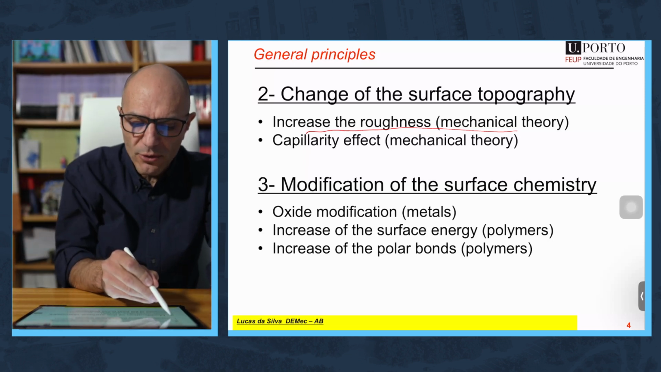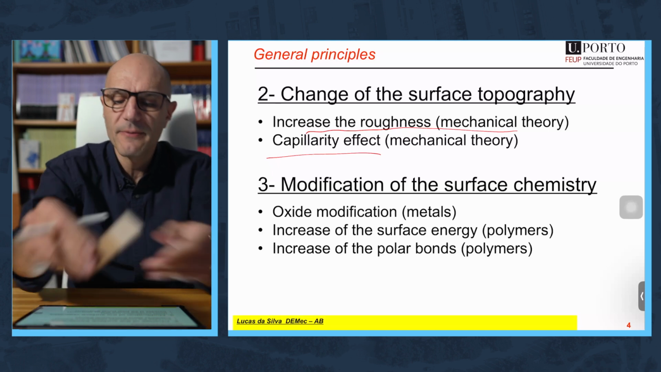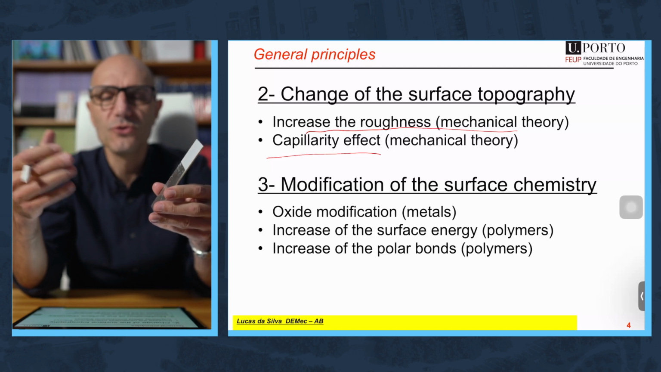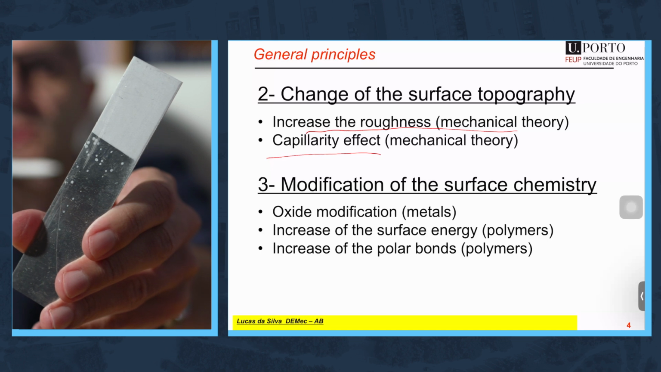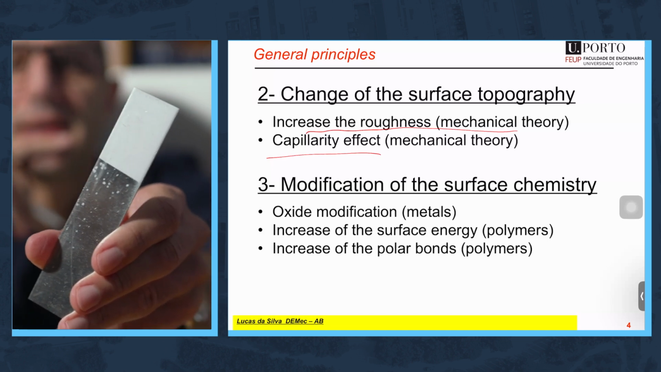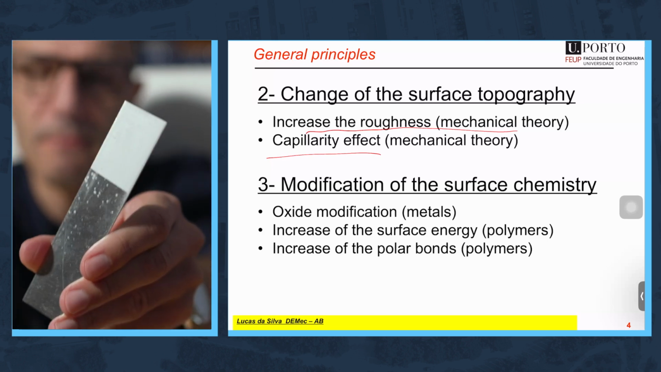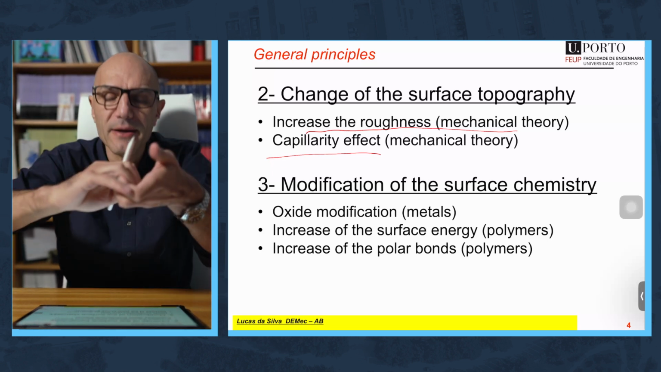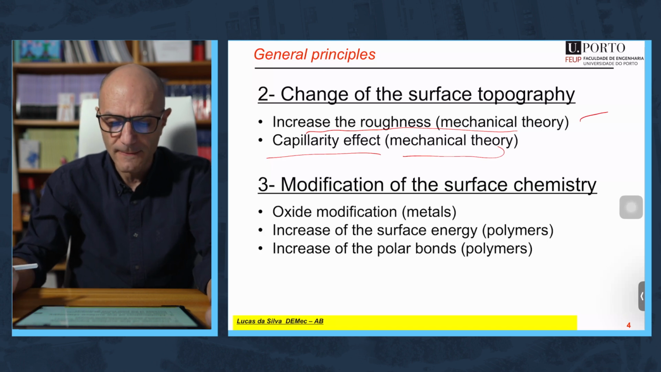You might also have the capillarity effect. This is what you have, for example, when you apply acid treatment to aluminum. This is the way it looks after acid treatment, so it changes color. But if you zoom a lot on this with a scanning electron microscope, you will see a porous structure, and the adhesive can penetrate into those pores by capillarity and have a mechanical anchoring. We are talking about the mechanical theory and here as well.